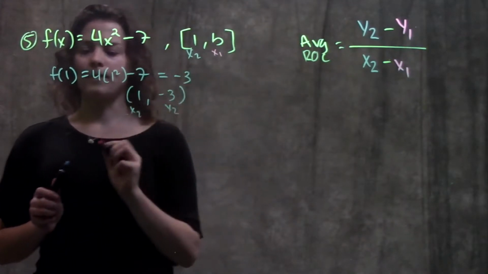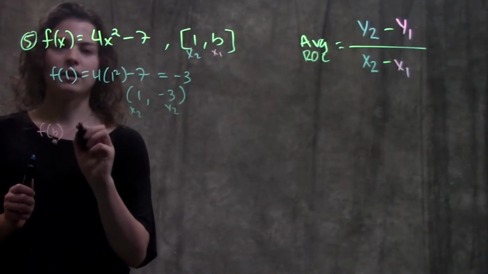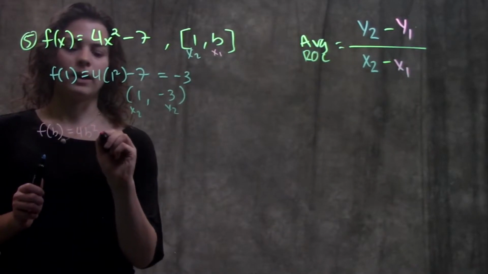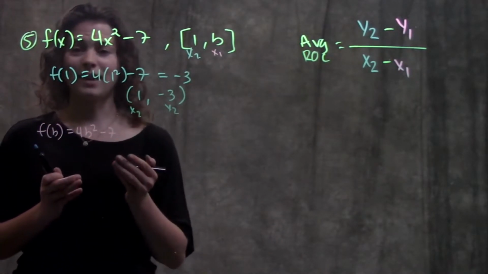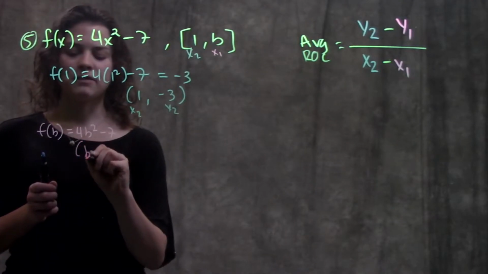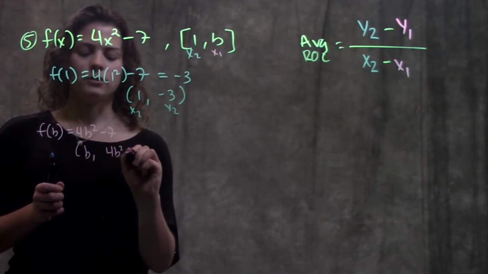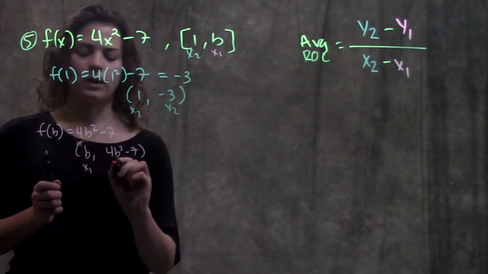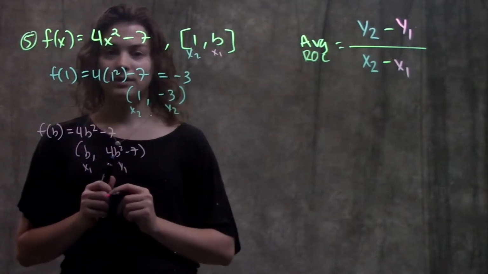And now I do the same thing for my x1. I'll plug in b into my function. I'll get 4b squared minus 7. Nothing I can really simplify here. So this just gives me the point (b, 4b squared minus 7) as my x1 and my y1 values.